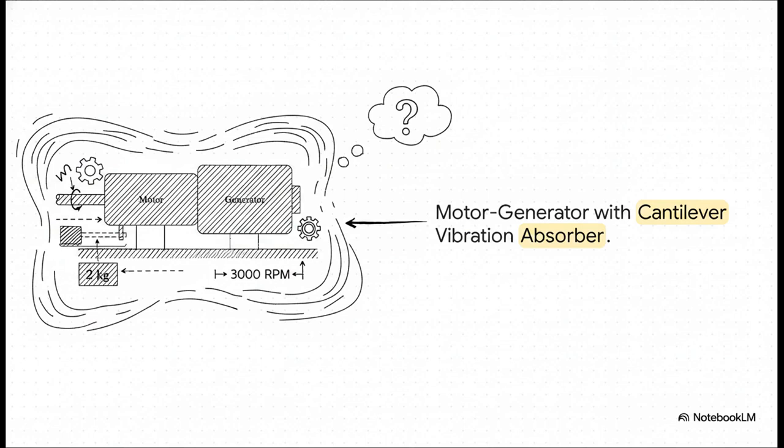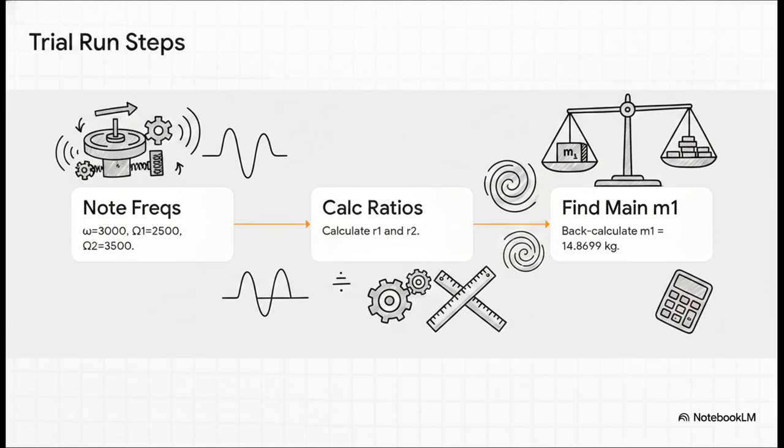So to solve this, we play detective. We attach a temporary 2 kilogram trial mass tuned to the 3,000 RPM problem speed just to reverse engineer the unknown original main mass. By firing up the machine with our trial mass, we observed that the temporary new resonances happen at 2,500 and 3,500 RPM. Using this real-world test data, we calculate our ratios and work backwards through the frequency equations. And boom, we discover that the main machine actually has an equivalent mass of exactly 14.87 kilograms.